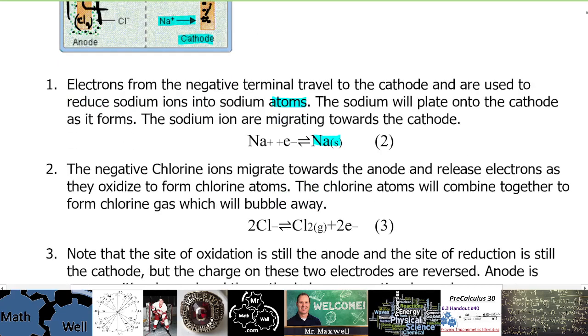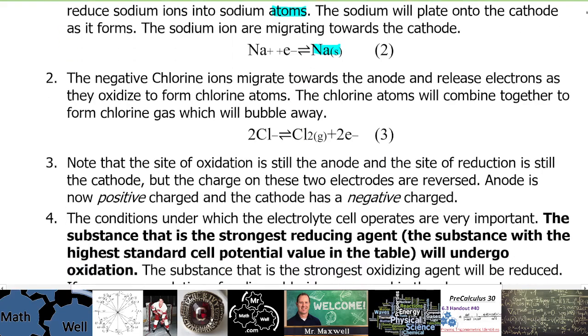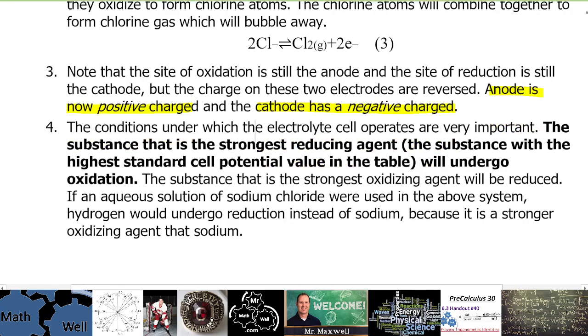That's point number 2. Point number 3, as you continue to look at your diagram, I'll pop back up to it. Note that the site of oxidation is still the anode and the site of reduction is still the cathode, but the charge on these two electrodes have reversed. Anode is now positive and cathode is now negative. Those are very important points for you to remember. Anode is now positive in this case. Cathode is negative. The conditions under which the electrolytic cell operates are very important.